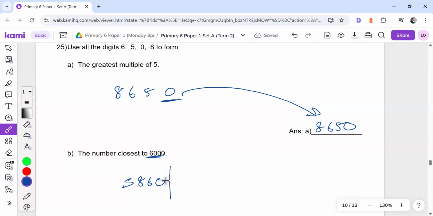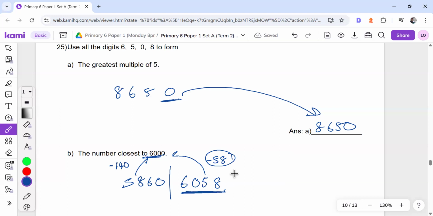Because you forgot that the number can also be more than 6,000. So if I start with 6, then what's the smallest number that starts with 6? 6058. Okay, 6058. So you tell me, which number is now closer to 6,000? You can find the difference. 6,000 minus 5860, there's a difference of 140, right? 6,058 minus 6,000, there's a difference of 58. The smaller difference will be the closer.